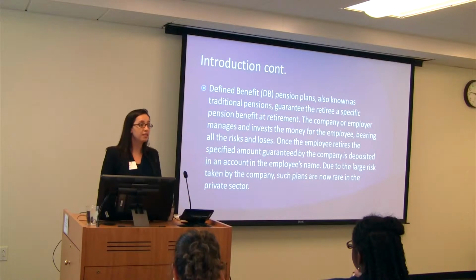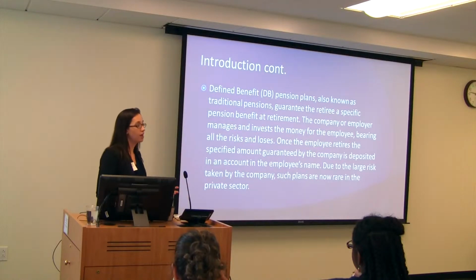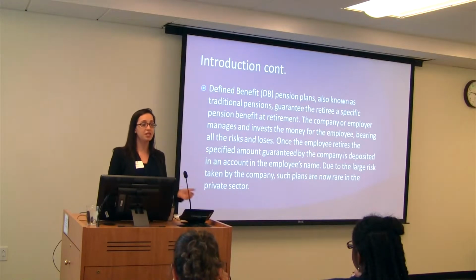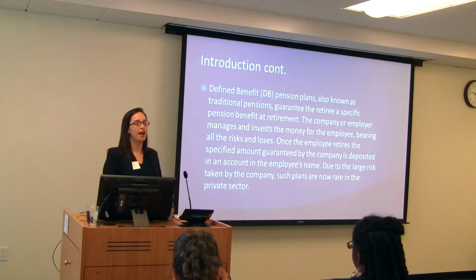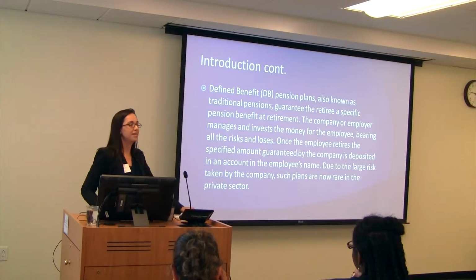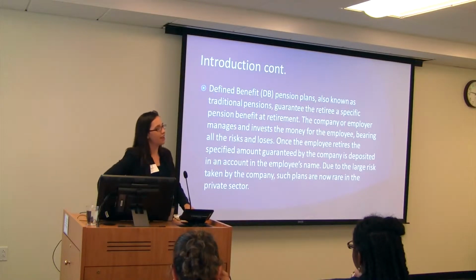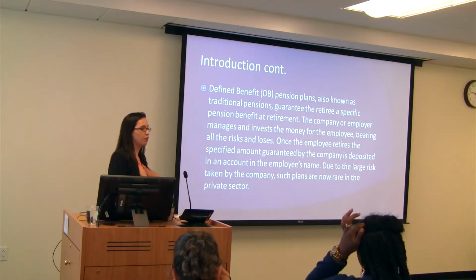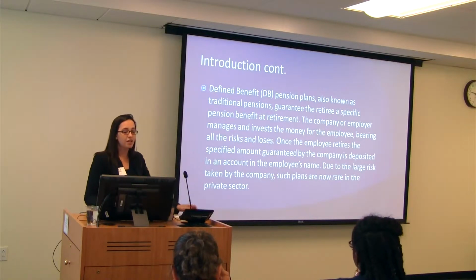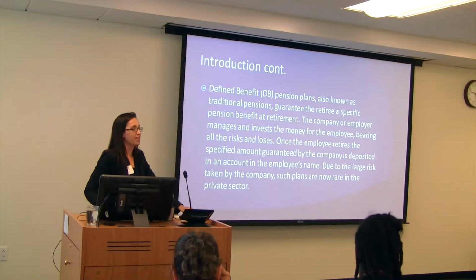They hold all the risks, and also if there are losses, they're responsible for that. And once you retire, you get that set amount every month after your retirement. You don't have to do anything. It's very easy. But then in 1978, Congress decided, hey, we're going to pass an act that changes our retirement portfolio to a defined contribution rather than defined benefit.